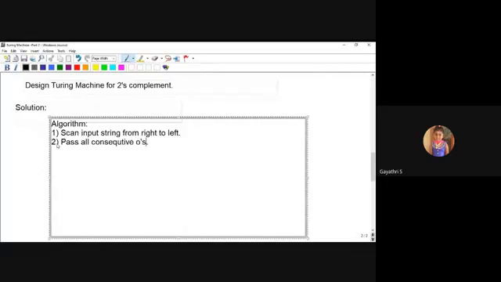Consecutive zeros means one 0 is also accepted, two consecutive zeros, three consecutive zeros, all applicable. Pass them; you don't make any changes if zeros occur in a consecutive manner. Then when the first 1 comes, do nothing.